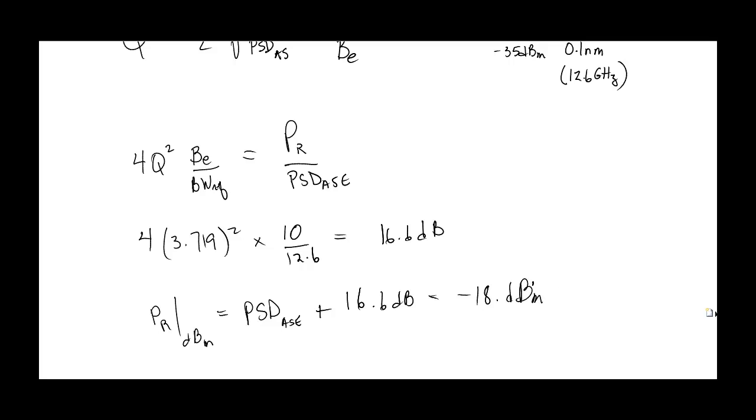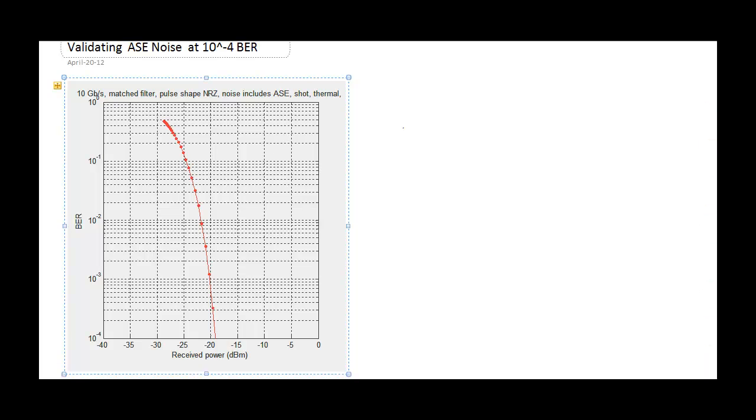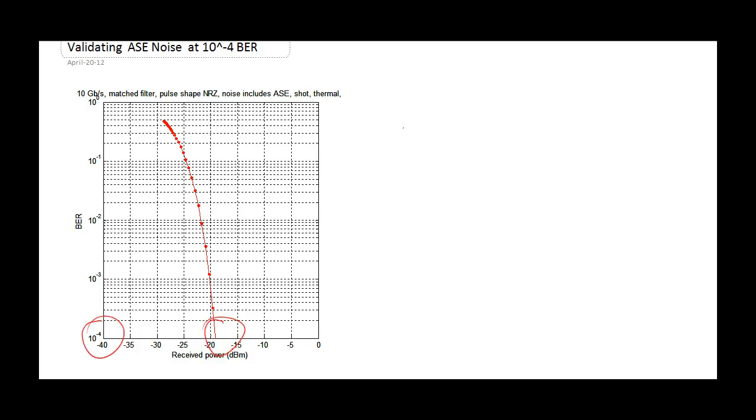So now if I go into my generation of the theoretical curve for the ASE noise at 10 gigabits per second, I can see that at 10 to the minus 4, I have something just under minus 20 dBm, which corresponds pretty well to my calculated value of minus 18.6 dBm. So again, we have a good validation at 10 to the minus 4, which makes us believe that our plot of the theoretical curve is accurate.